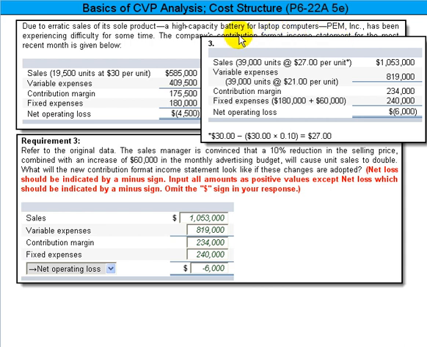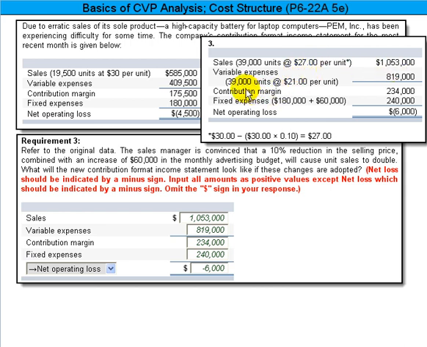Okay, now I've added this explanation here to solve requirement 3. What we see is that sales would be equal to 1,053,000. We would take 39,000 units times $27 per unit. And how we came up with the $27 is we said $30 less the 10% would give us $27. So 39,000 times $27 is 1,053,000.